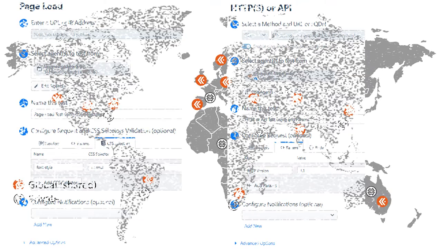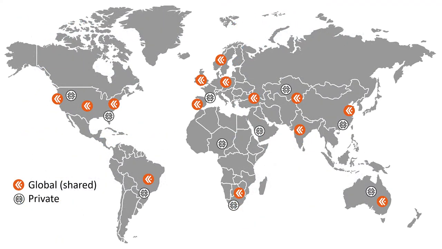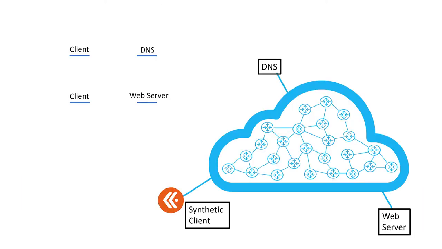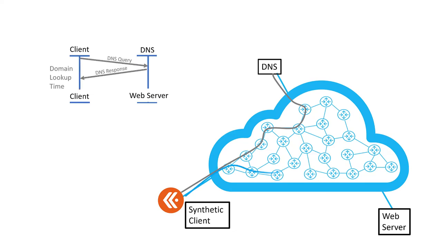The global tests will be deployed to all of the selected global and private agents around the world, where they will start running the tests against the server you specified in the configuration. The tests include the domain lookup time, which is from when the domain lookup starts to when the domain lookup is finished. The connect time, which is from when the request to open a connection is sent to the network to when the connection is open.